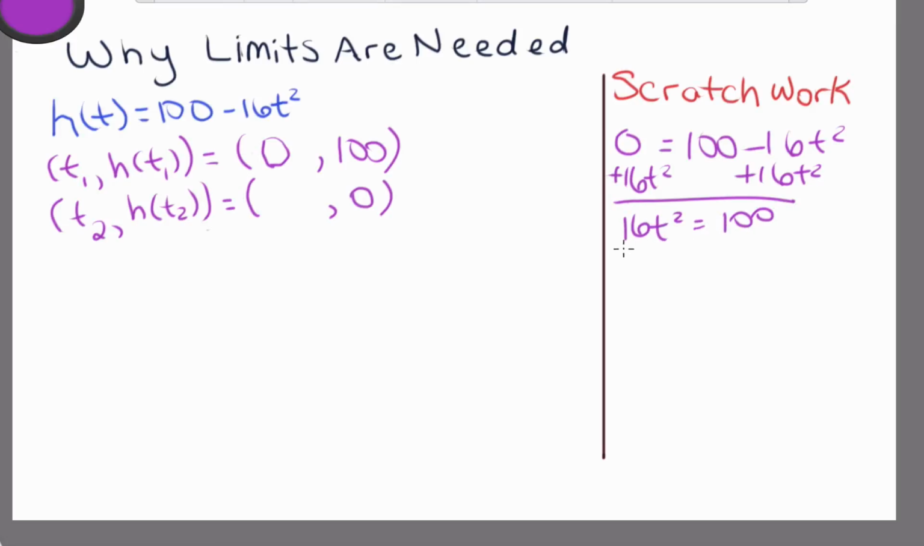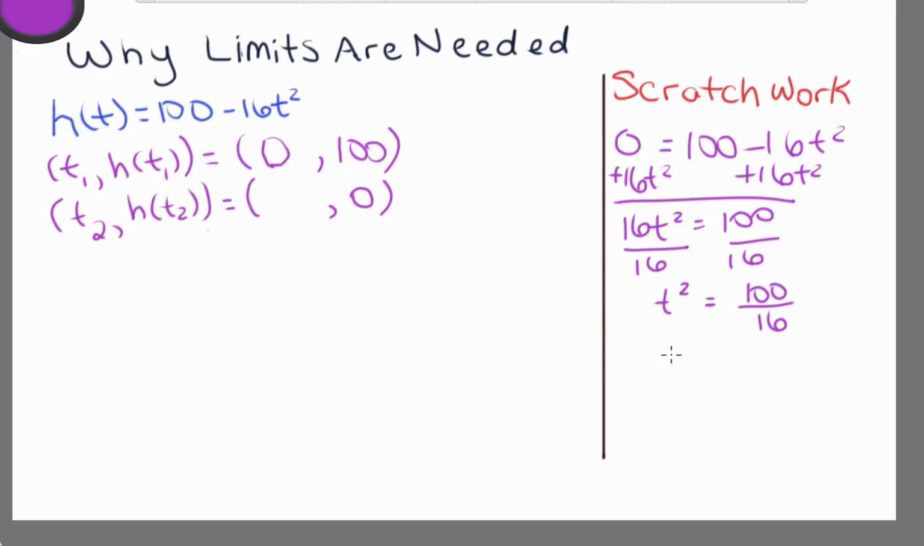We're solving for t, so we'll divide both sides by 16. And then we have t squared equals 100 over 16. Well, we don't want to know what t squared is. We want to know what t is. So that means we need to take the square root of both sides.